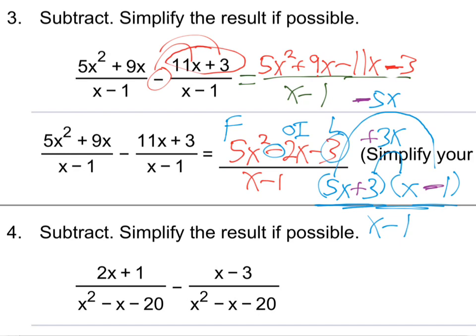So now the x minus 1s cancel. And so what are we left with? Just 5x plus 3. That's it. There's no more denominator at all. 5x plus 3. Is that good? Questions on that? Okay, so I'm going to move on.